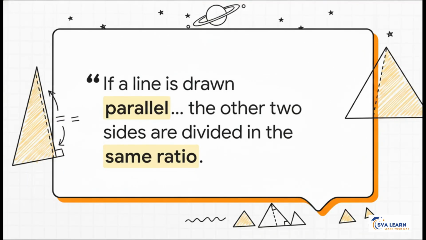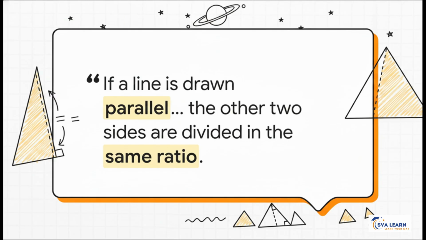He gave us theorem 6.1, widely known as the basic proportionality theorem. It states, if a line is drawn parallel to one side of a triangle to intersect the other 2 sides in distinct points, the other 2 sides are divided in the same ratio. Basically, parallel lines are the magical instruments that force triangles to scale proportionally.